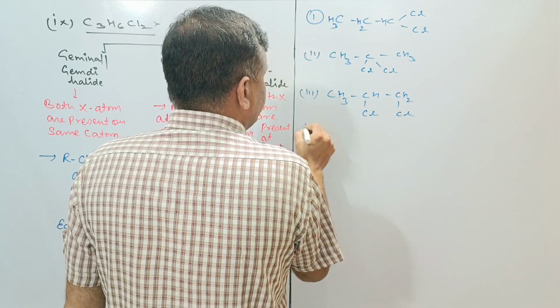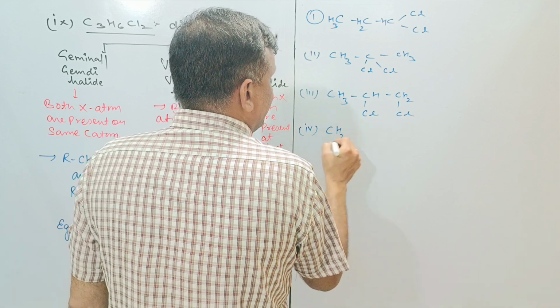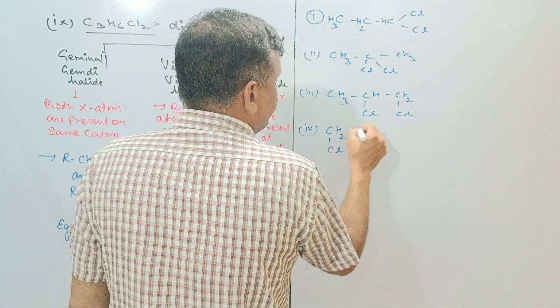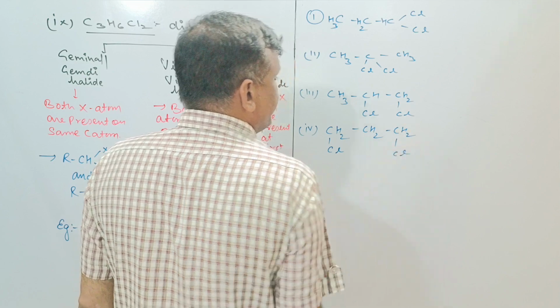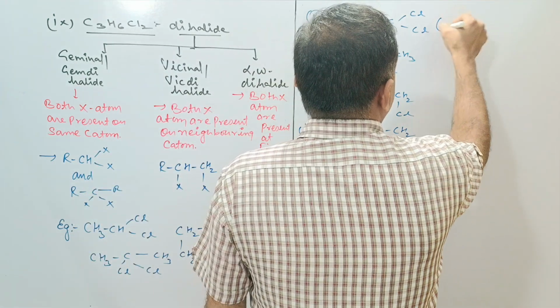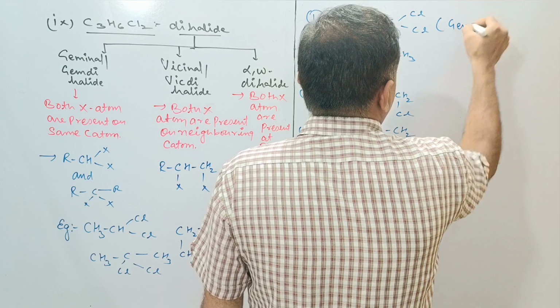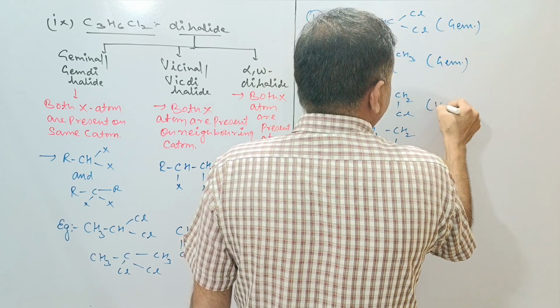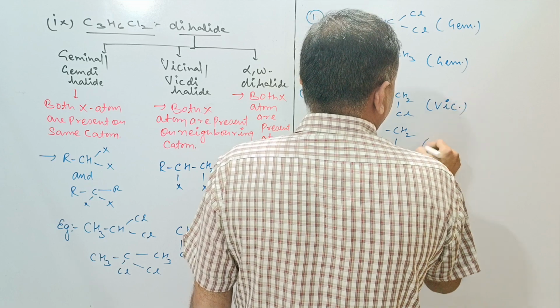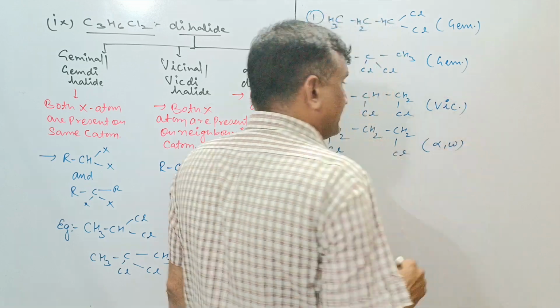position isomer also. Final is your alpha omega dihalide. So CH2 and CH2, this is the Cl. This is the gem dihalide. This is also gem dihalide. This is the vicinal dihalide, and this is the alpha omega dihalide.